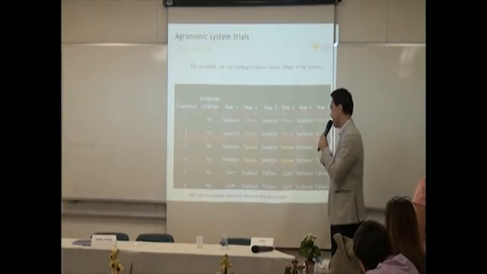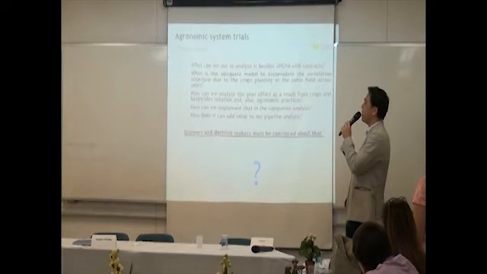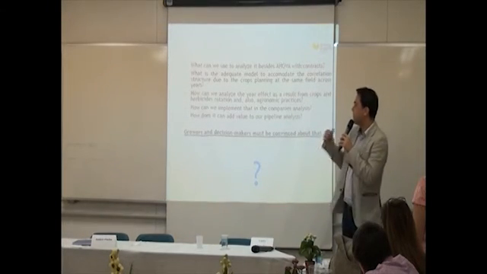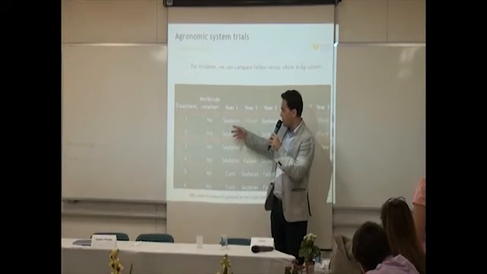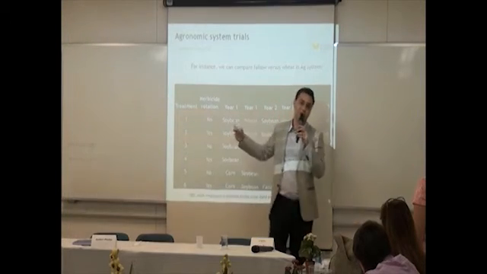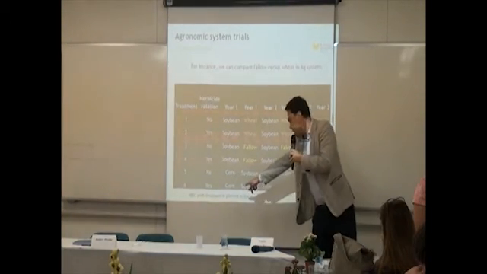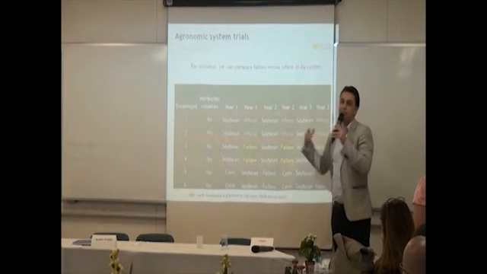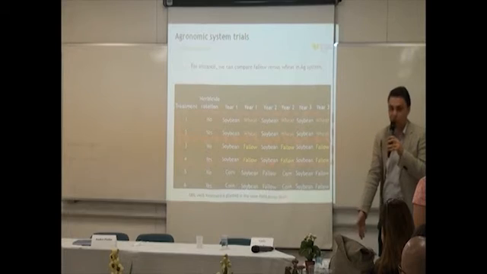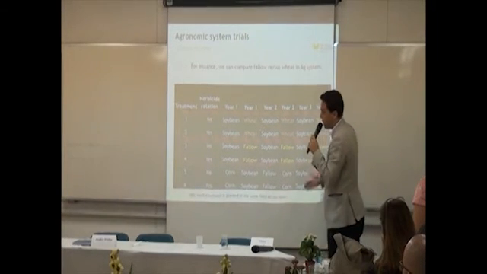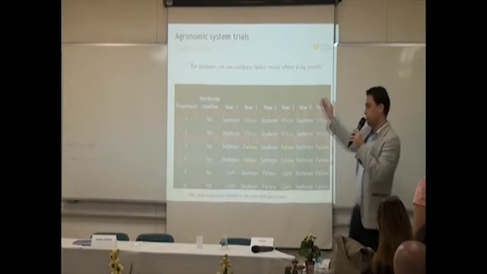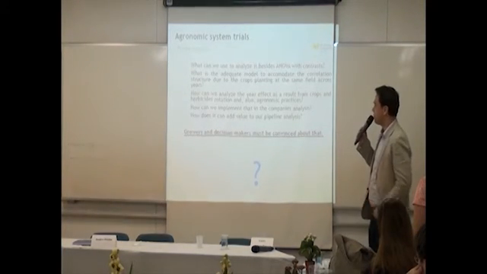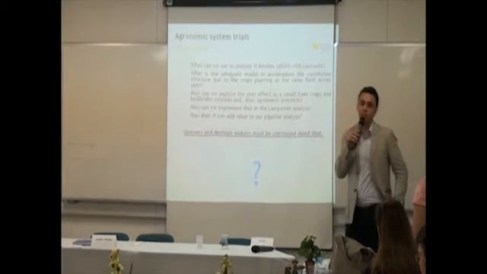Exposed soil. Okay. And what can we use to analyze it besides ANOVA with contrasts? So if you go back, please. One more. Here we just make the contrast between different treatments, but we know that each treatment is planted in the same field. So, for example, for this treatment, we have 4 or 5 years of data in the same field. So we know that the correlation exists, and how can we model this correlation? Okay, next, please. So what's the adequate model to accommodate the correlation structure due to the crops planted in the same field across years?